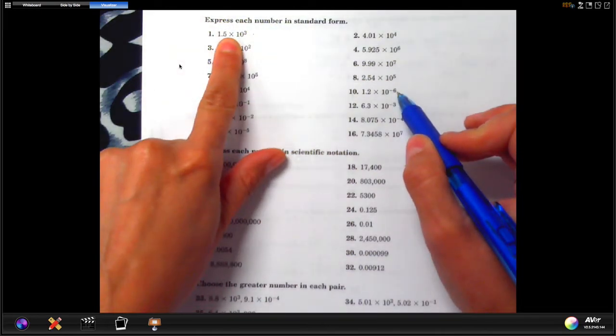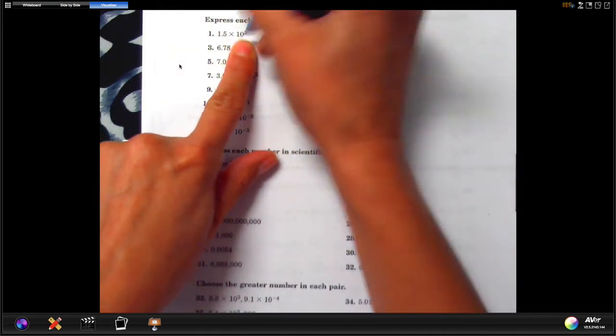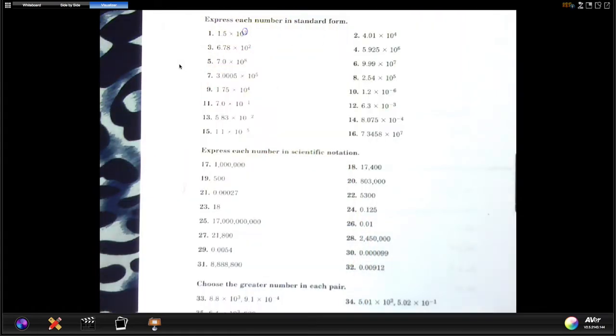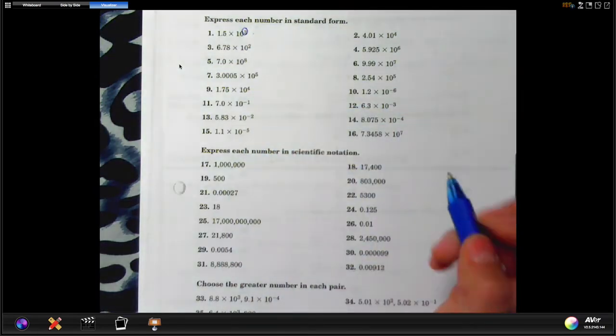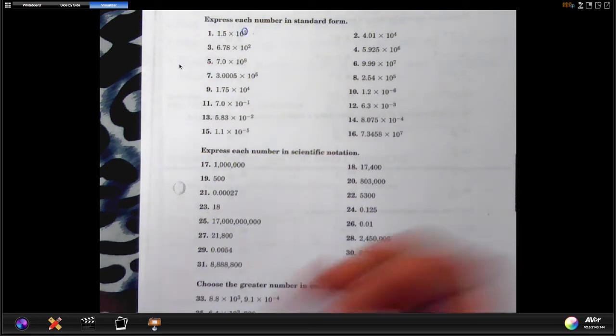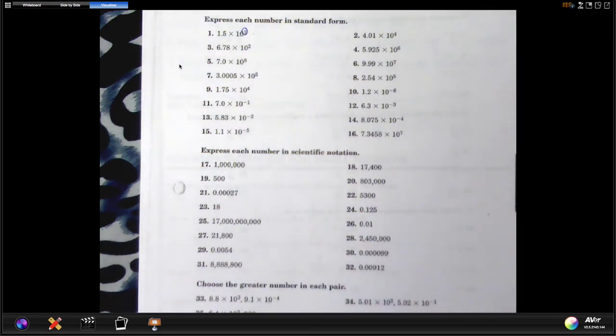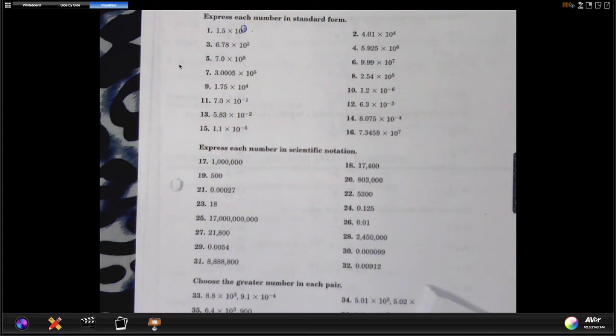1.5 times 10 to the third power. This 3 tells us that we have to move the decimal 3 spots. My advice to you is to use a separate sheet of paper so that you have enough space to write this stuff in. Otherwise, it might drive you crazy. So I'm going to do another sheet of paper, and I'm going to write it on here.